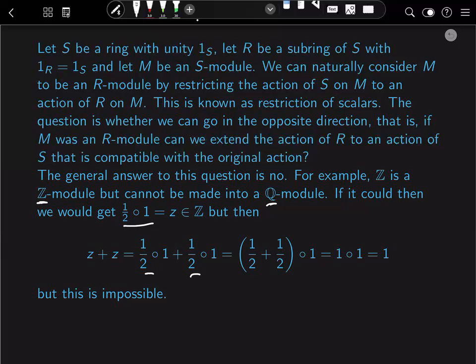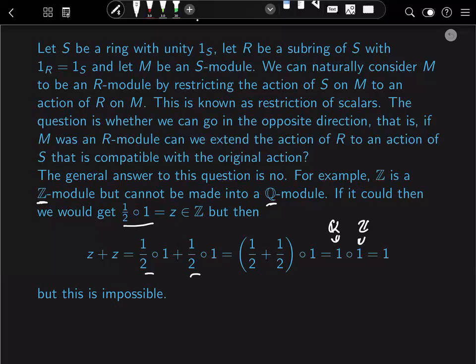That would be equal to 1 acting on itself, or 1 acting on 1. These are technically two different ones, right? So this one is in Q. That's the unity of Q. And this one is the unity of Z. But this action, since we're assuming that this is a Q module, this would just give us 1 again. But that shows that the sum of two of the same integers is equal to 1, which of course is impossible.